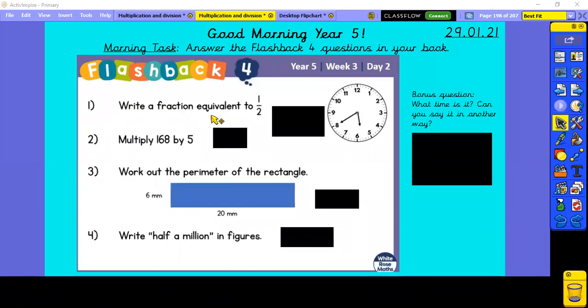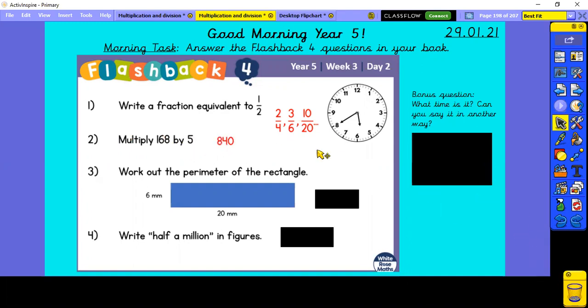So write a fraction equivalent to 1/2. I know you haven't done anything on fractions this year, so this was just you having a go. So if something is 1/2, the number on top is half the number on the bottom. So you could have had 2/4, 3/6, or 10/20. As you can see, 2 is half of 4, 3 is half of 6, and 10 is half of 20.